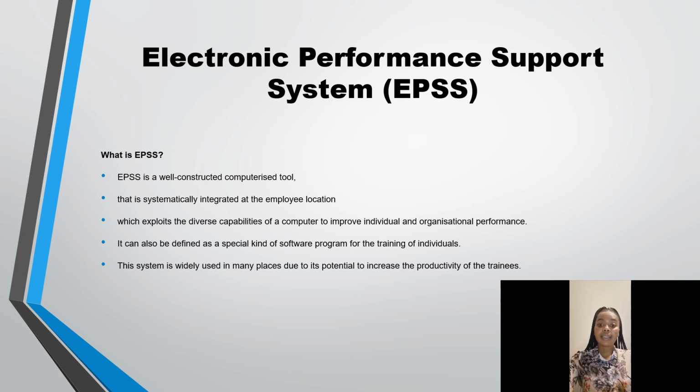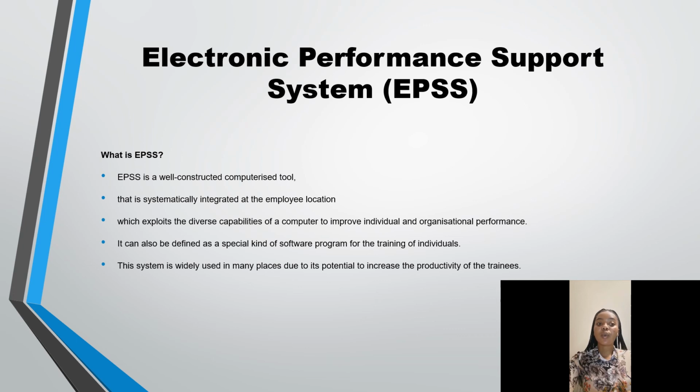So what is an electronic performance support system? This is a well-constructed computerized tool that is systemically integrated at the employee location, which exploits the diverse capabilities of a computer to improve individual and organizational performance. It can also be defined as a special kind of software program for the training of individuals. It helps the user of the program to complete a certain task in a guided manner.